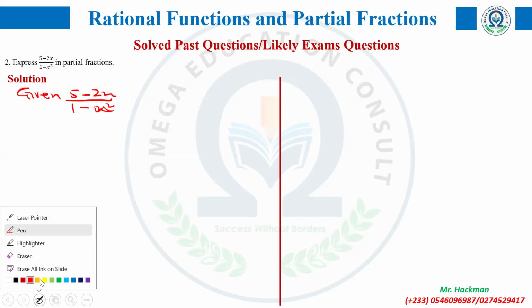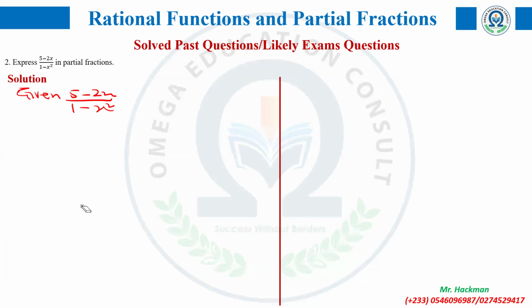Then the question is a proper fraction, so I'll write the identity. How will you write the identity? A on 1 minus x, plus B on 1 minus x all squared. That's what you write. Yes, sir.